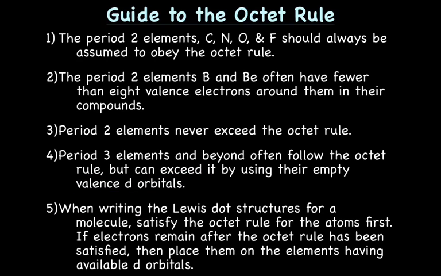Okay, so here you go. When writing Lewis dot structures for a molecule, what you want to do first is what we learned at the beginning: satisfy the octet rule for all the atoms. If electrons remain after the octet rule has been satisfied, then place the rest of the electrons around the central atom, and what you'll be doing really is using the available d orbitals, keeping in mind that it's only period 3 and beyond that you can do that with.